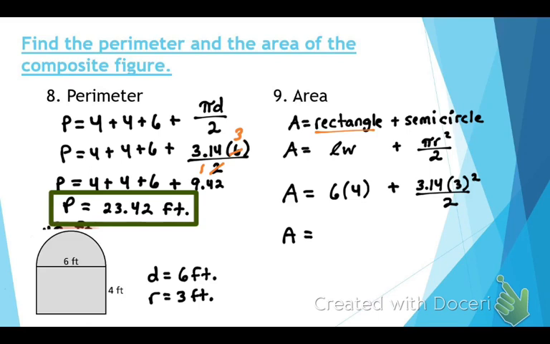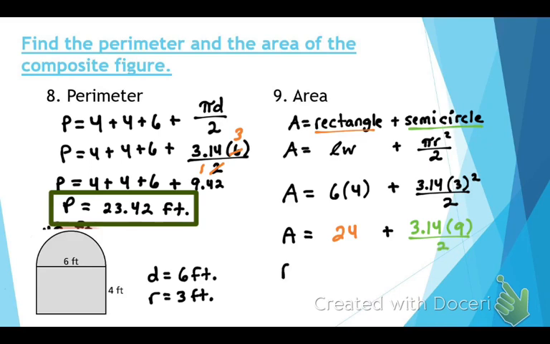Let's start now with just the rectangle. What is 6 times 4? 24. All right, so we know that that is going to be 24 feet squared just for that part. Now let's figure out the semicircle. What do I have to do first? Do the square. 3 times 3. According to PEMDAS, it's the exponents. What is 3 squared? 9, and then you've got to divide that by 2.